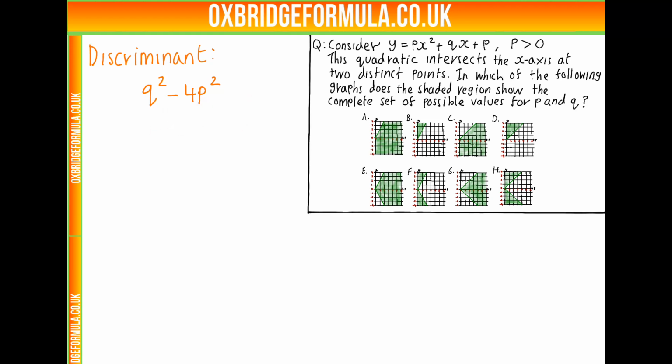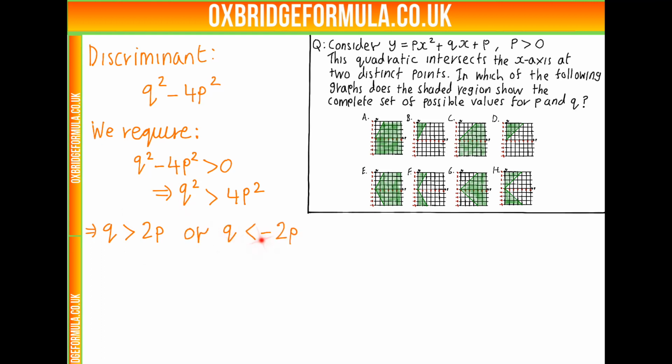And what do we want? Well, we want two distinct roots, so we want the discriminant to be greater than 0. So q squared minus 4p squared is greater than 0. So let's move the 4p squared over, so q squared is greater than 4p squared, and it's fairly easy to deduce from here that this means that q is bigger than 2p, or q is less than minus 2p, because remember p is greater than 0, so we know this is what we have.